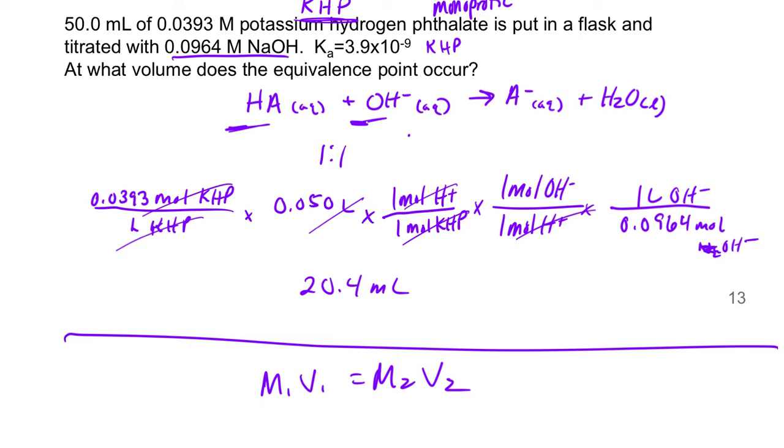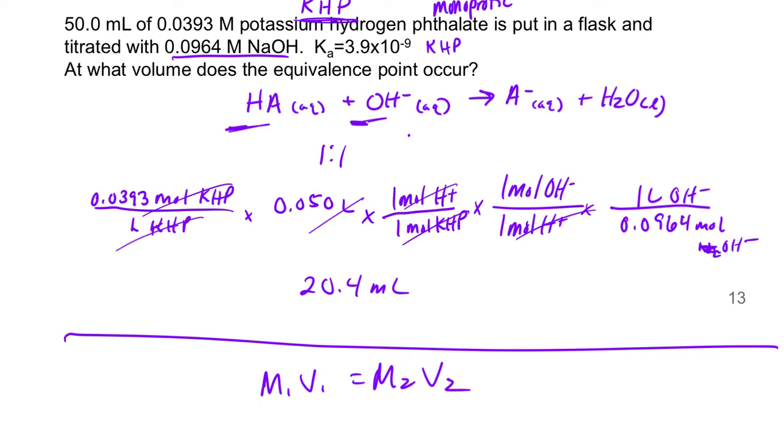Now, this is not a dilution problem. But some people will try to solve this with the dilution equation. And you'll see this on the internet. It's technically not correct. But what this equation is saying, if you have moles per liter times liters, that's moles, right? Moles equals moles. And what we're saying at the equivalence point is that moles of HA equals moles of OH minus. So it kind of makes sense. If everything is 1 to 1, you can get away with using this equation.